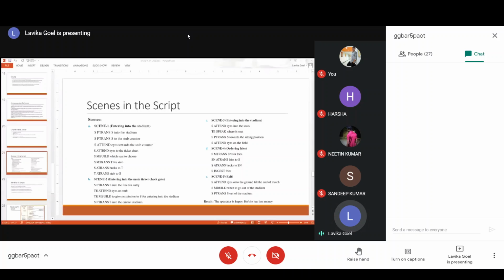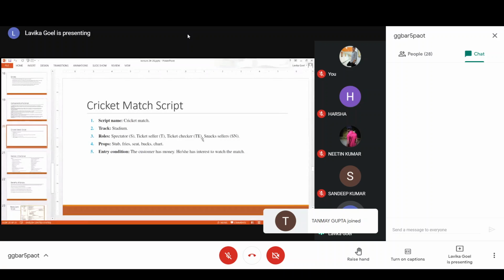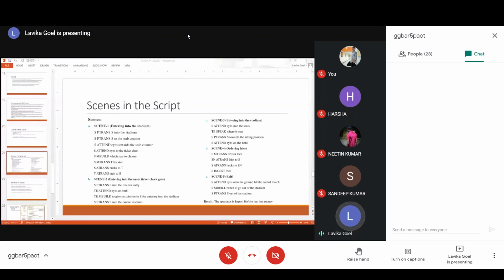So first of all, what is S? Just see the notations. S is your spectator, T is your ticket seller, TE is your ticket checker, and SN is your snack seller. So S PTRANS S into the stadium. This S means your spectator. So spectator has PTRANS S. That means he is going, right? S PTRANS S. So that means subject and object are the same person, which is spectator.